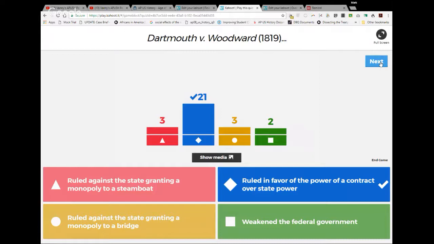What's Gibbons versus Ogden? Steamboats, steamboats, steamboats. The ruling that the New York monopoly was unconstitutional, Marshall established the federal government's broad control of interstate commerce. Thanks, AMSCO book. So perfect. And then the orange one is the Charles River Bridge versus Warren Bridge. And none of the Supreme Court decisions under John Marshall weakened the federal government. So green would not be an appropriate answer.